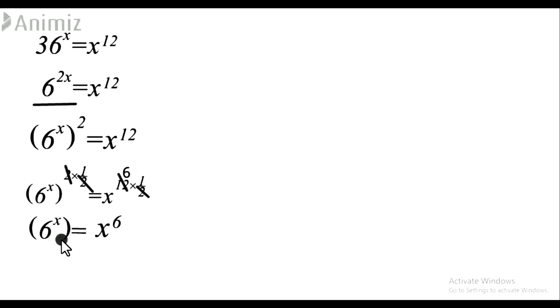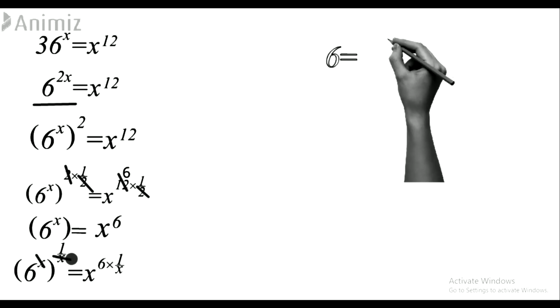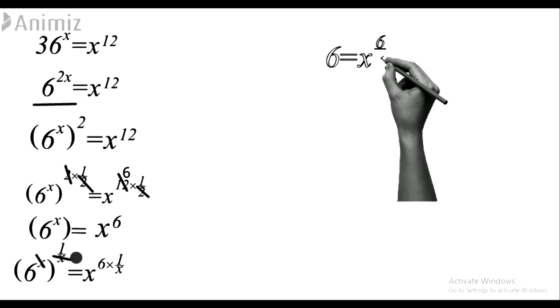So how are we going to do that? To get rid of the x here, that's the 6 power x, we just have to take the x root, that's 1 over x, as an exponent on both hand sides. So taking an x root on both hand sides, we are getting 6 power x times 1 over x is equal to x power 6 times 1 over x. Okay, so simplifying, x will cross out x, we'll be left with 6 is equal to x power 6 on x.